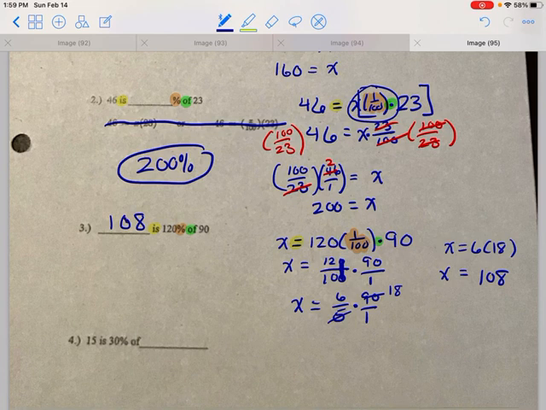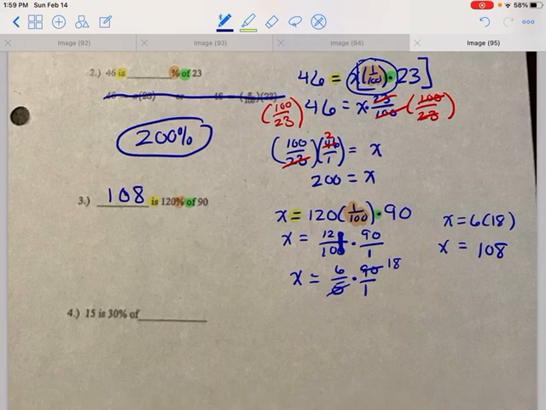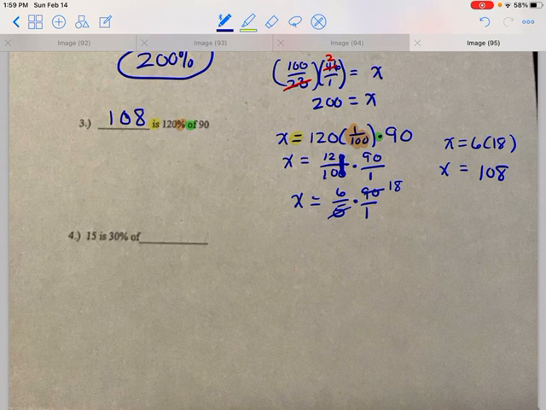All right. So this method will get you the answer, but you're not really thinking about percentages or out of 100, right? You're just making replacements and solving. So not my favorite method, but it does work. All right, let's look at the last one.